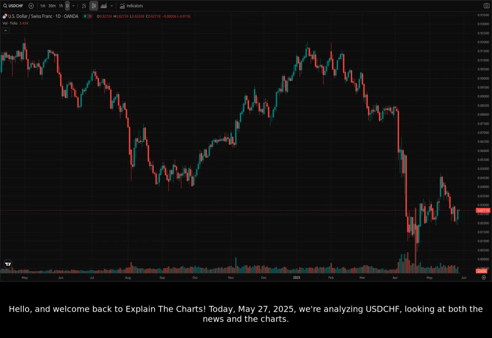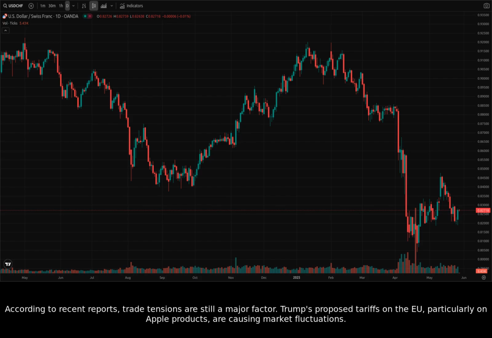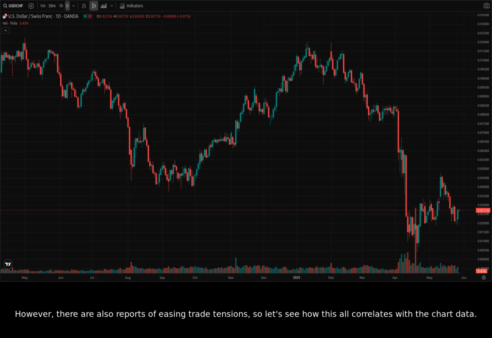Today, May 27th, 2025, we're analyzing USDCHF, looking at both the news and the charts. First, let's discuss some recent news events that could be impacting the pair. According to recent reports, trade tensions are still a major factor. Trump's proposed tariffs on the EU, particularly on Apple products, are causing market fluctuations. However, there are also reports of easing trade tensions, so let's see how this all correlates with the chart data.